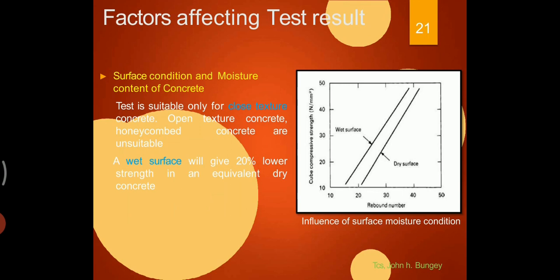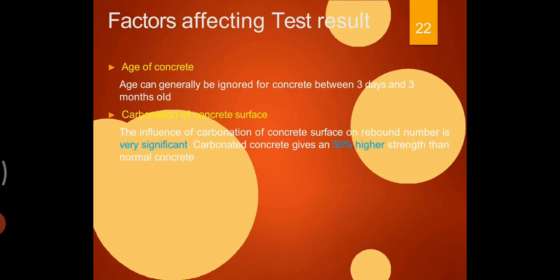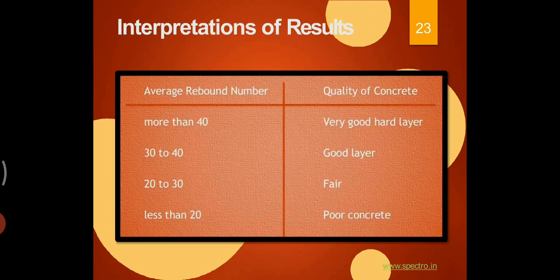So some other factors are surface moisture contents of concrete, because a wet surface will give 20% lower strength than an equivalent dry concrete. Then the age of concrete, then carbonation of the concrete surface. These also influence the strength of concrete. So then, interpretation of results.